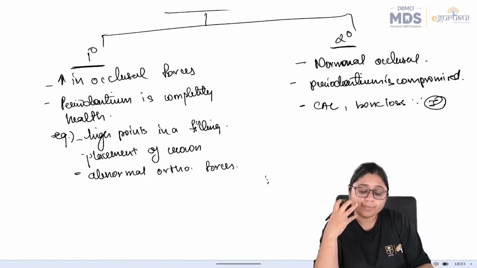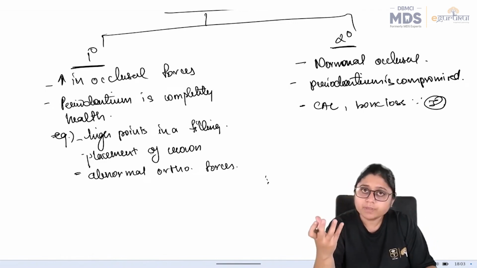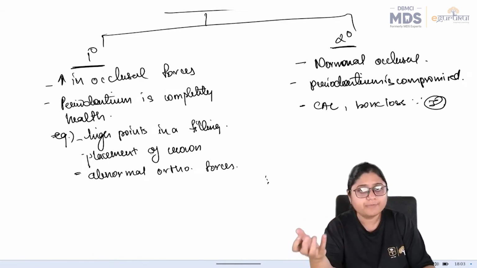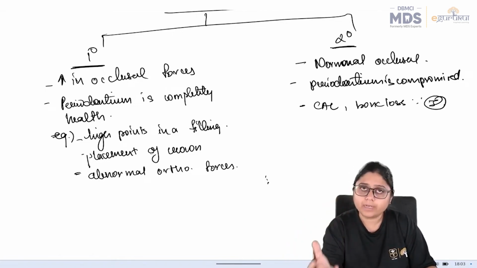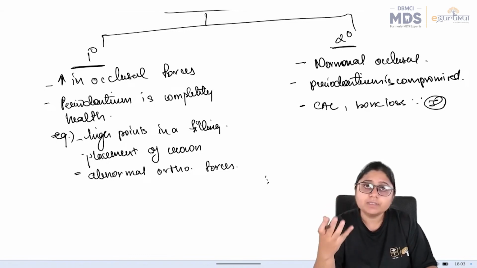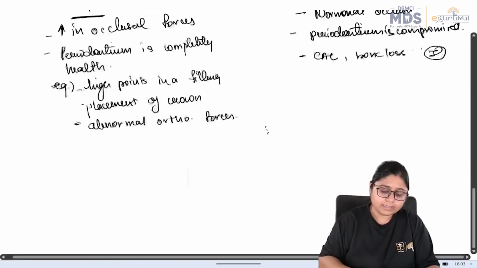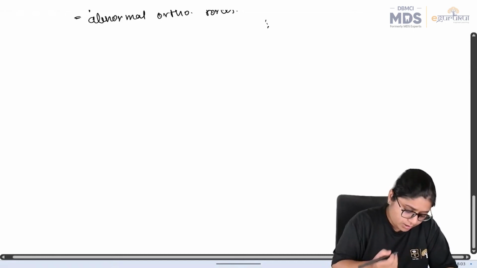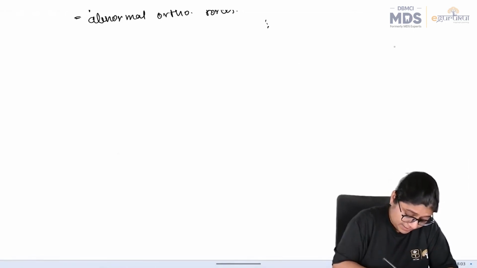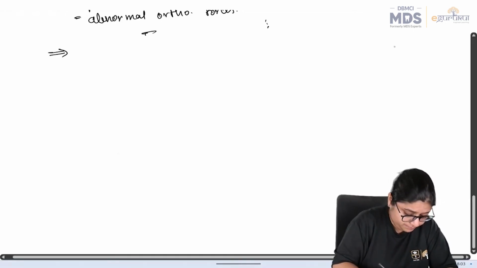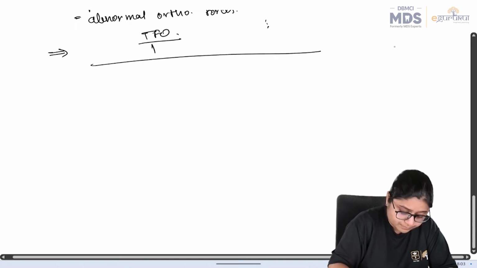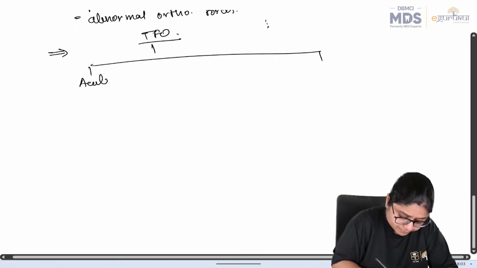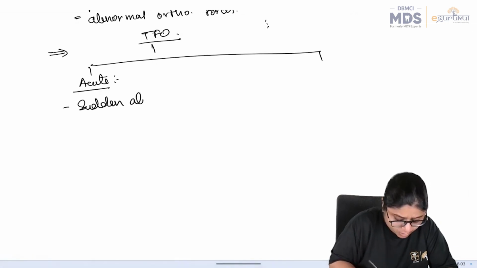This secondary trauma from occlusion can occur in patients with periodontitis, be it chronic or aggressive periodontitis, in cases of gingival enlargement, and in patients under systemic influences. All these can lead to secondary trauma from occlusion. Now, TFO can also be classified as acute and chronic. Acute means sudden abnormal forces.